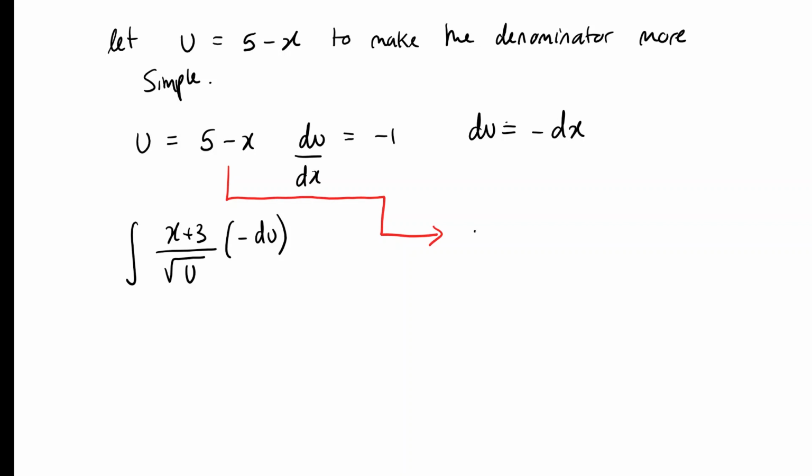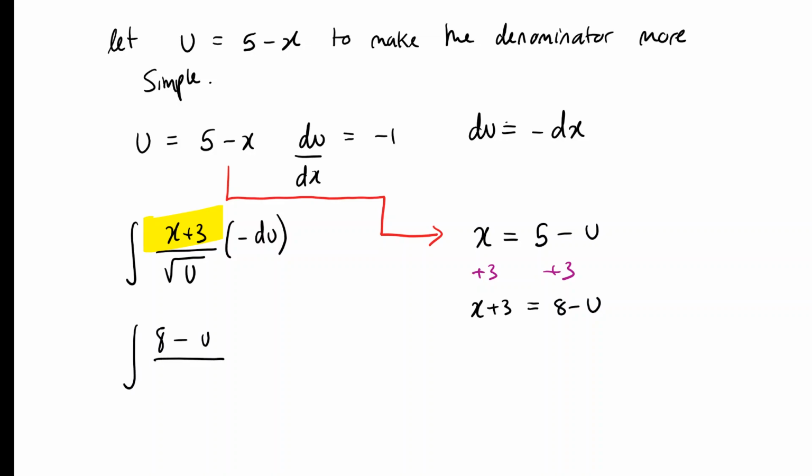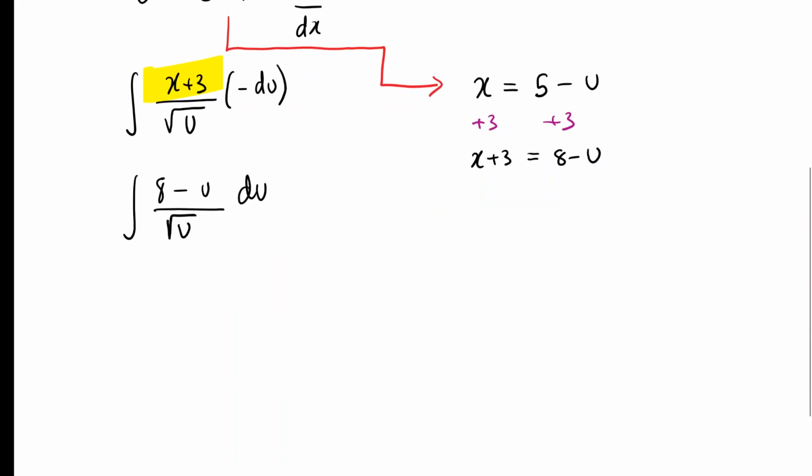So we can swap x to the other side by adding it, and then put u on the other side by subtracting it. And then add 3 to both sides so that we can get x plus 3, just like we have there. x plus 3 is equal to 8 minus u. So we've got 8 minus u over root u du.